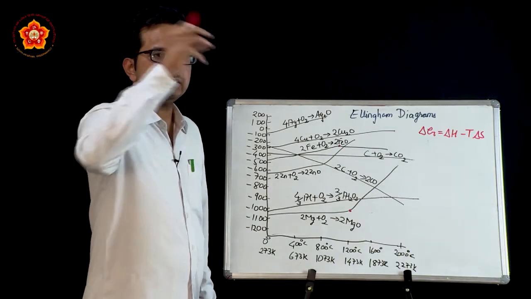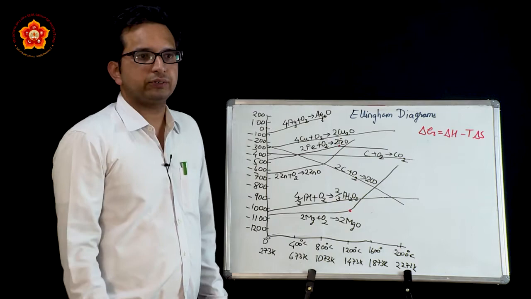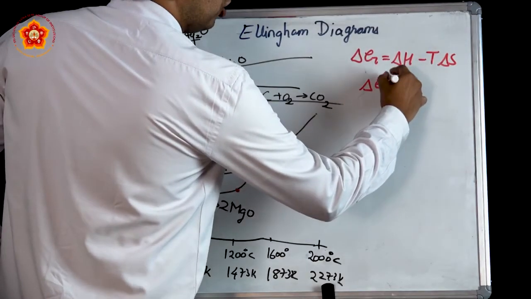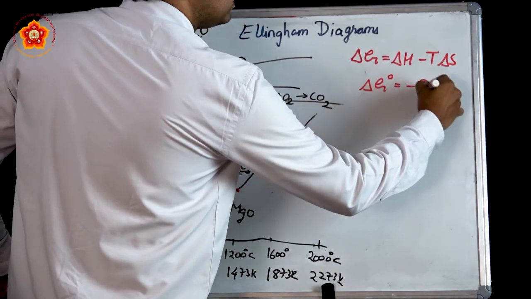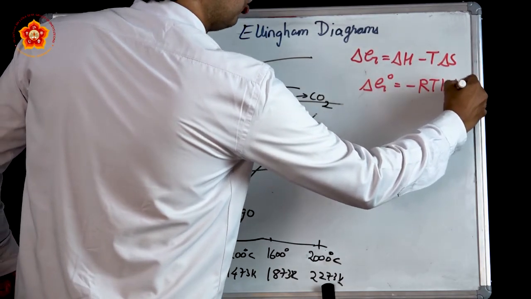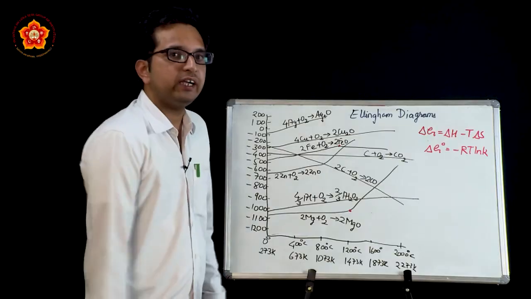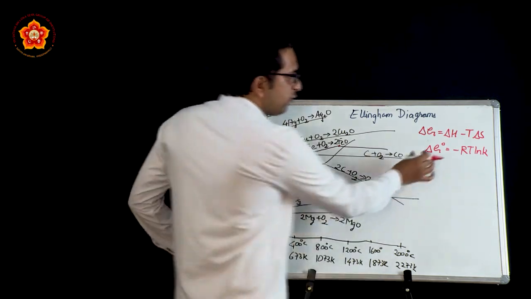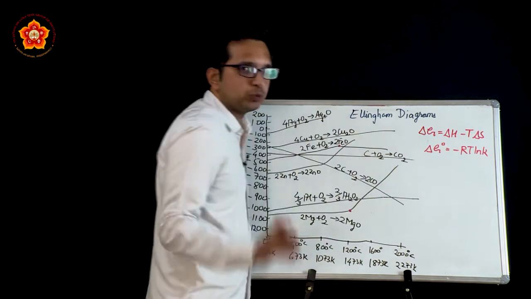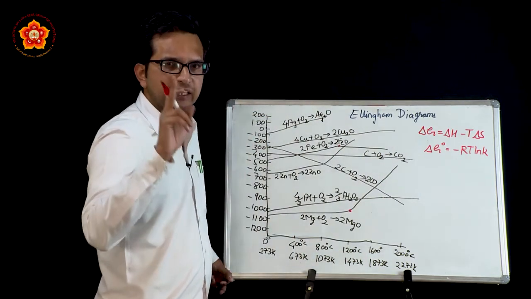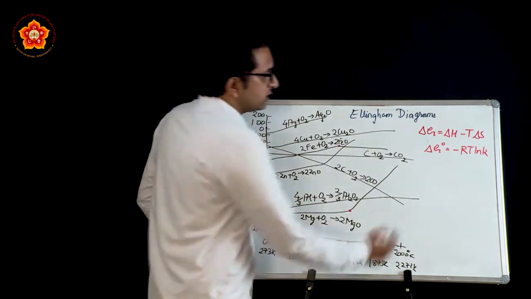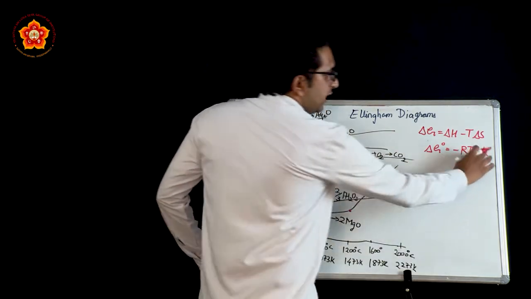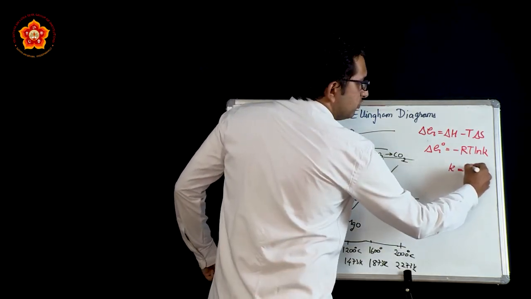Let us also bring in the equilibrium concept, where we had an equation: delta G naught is equal to minus RT natural logarithm K, where K indicated the equilibrium constant. Now, if this factor delta G has to be negative, which is a must for a reaction to be spontaneous, since the equation already has a negative sign, K has to be positive in nature.